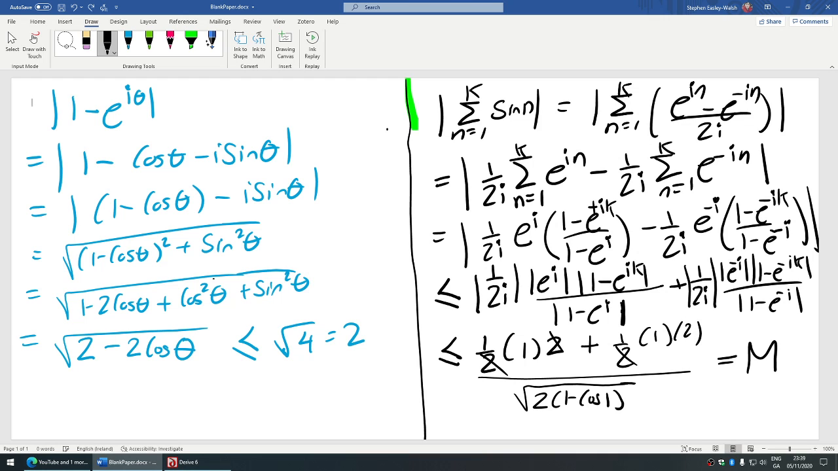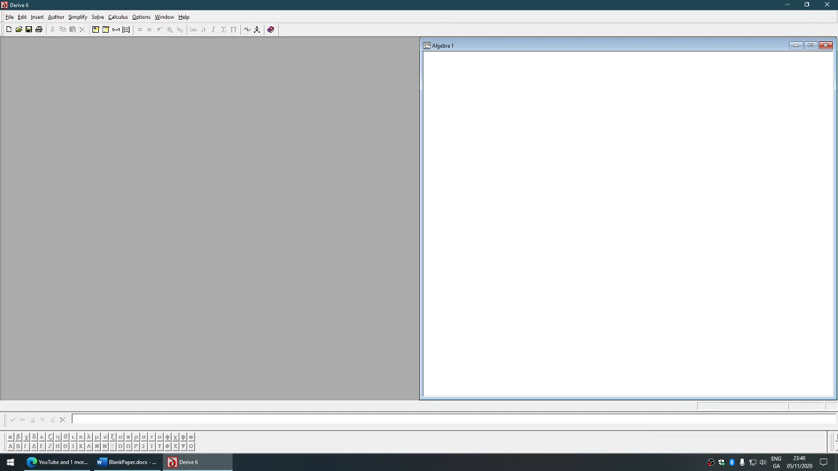So I can clean this up a bit more. That's 2. And 2 over root 2. So that's root 2 over 1 minus cos 1. And that's the bounds. So we've shown that it's bounded, which was the last requirement there. Let's see. 2 over 1 minus cos 1. Let's have a quick calculation of that. 2 square root 2 over 1 minus cos 1.